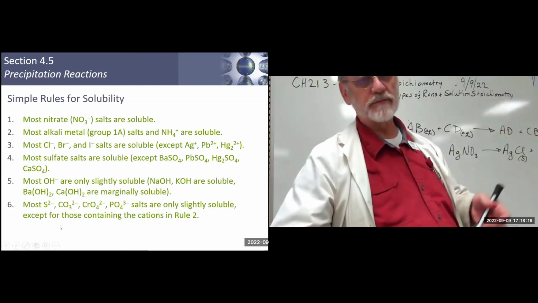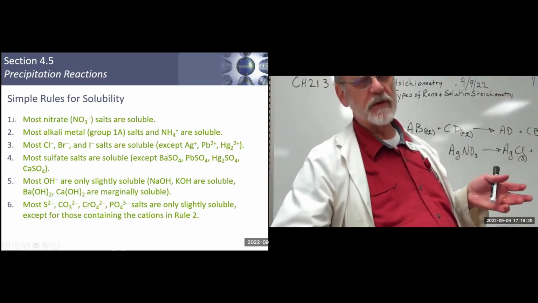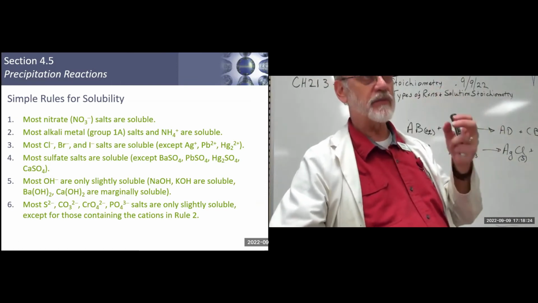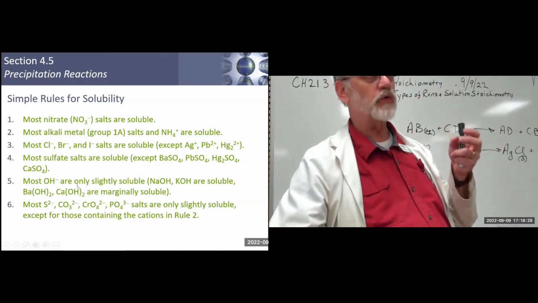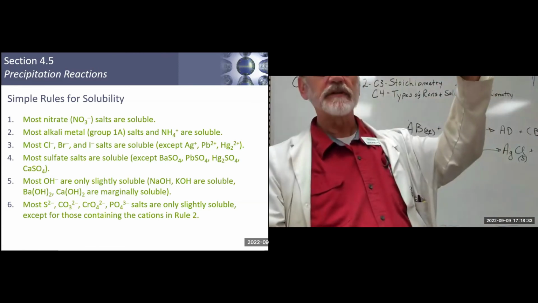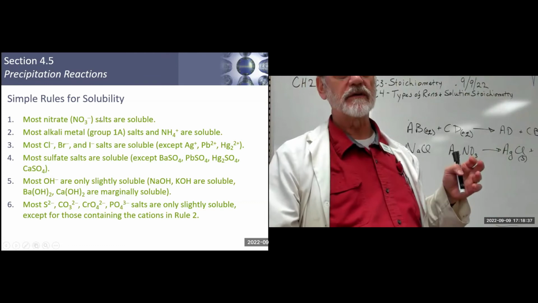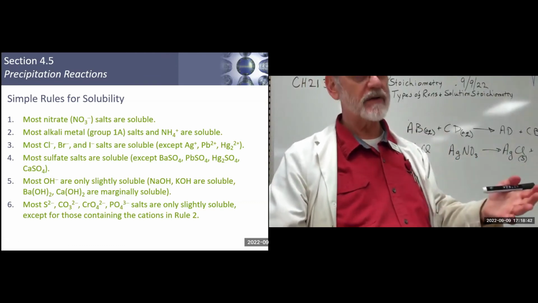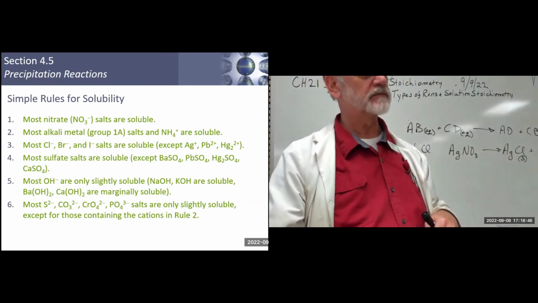Okay, these are the rules, and all you need to know is that these rules are set up so that if you have a decision to make on the solubility of a compound, you look at the rules. If more than one rule applies, the one above takes precedence. So that means any nitrate salt, any cation, positive ion, with nitrate is soluble. It doesn't matter what these other rules say.